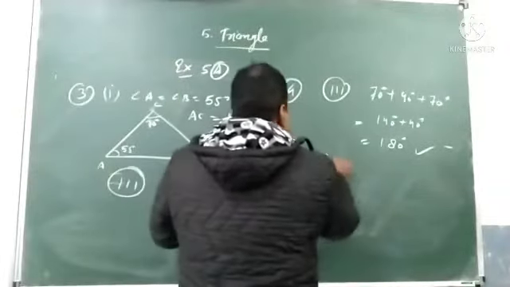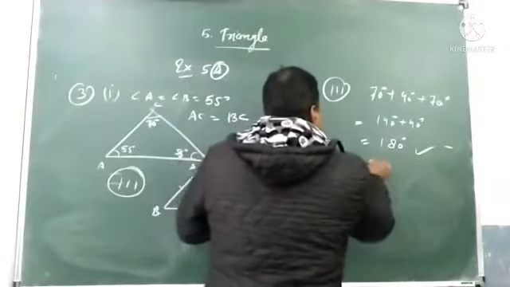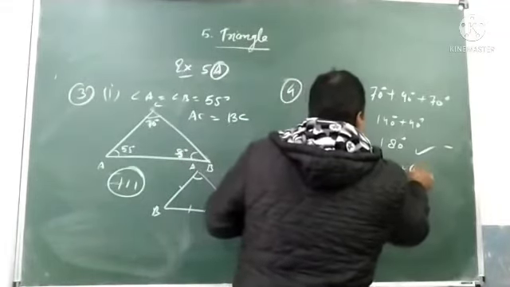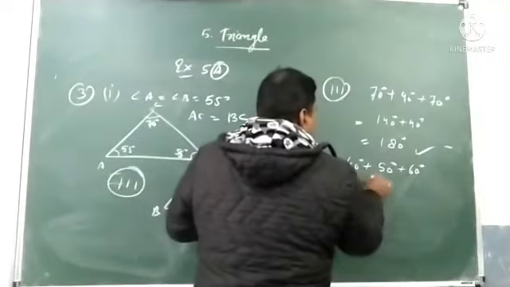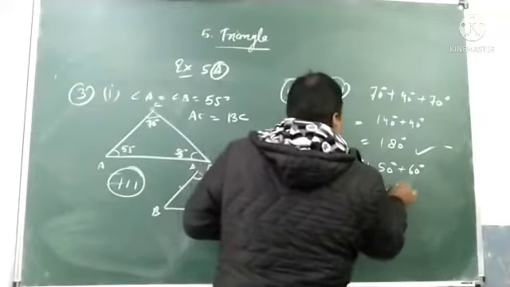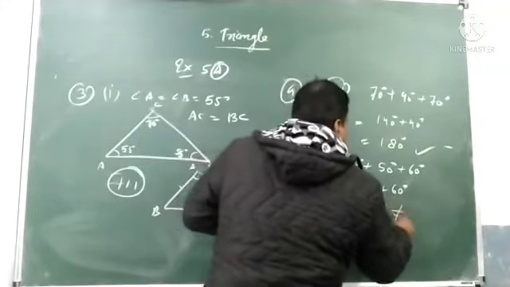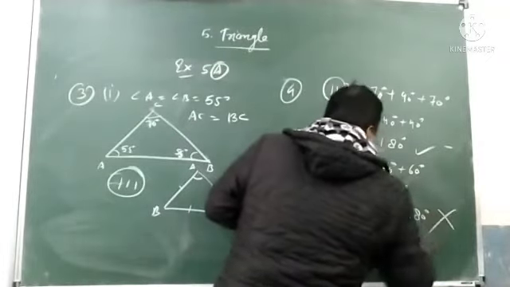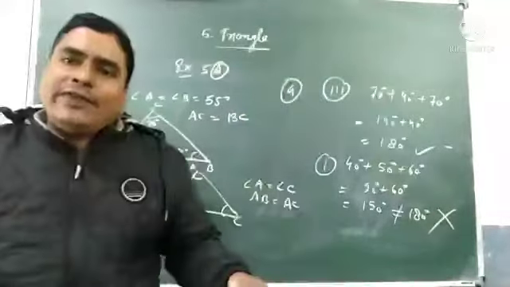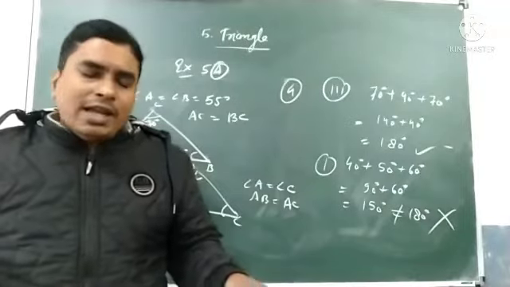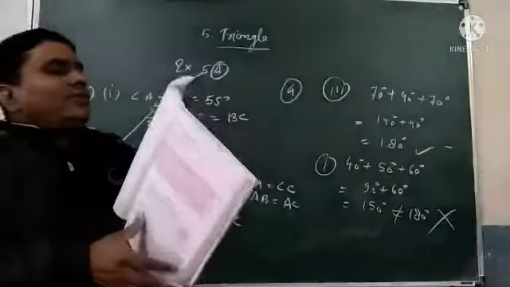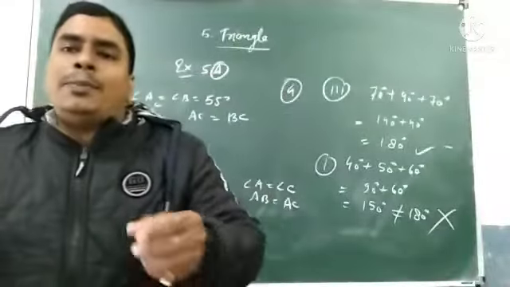Same way, the first one you can solve: 40 plus 50 plus 60. 40 plus 50 is 90, plus 60 is how much? 150. Not equal to 180. So they are not the angles of a triangle. Okay, students, clear? In this way, you will solve up to the fourth question.